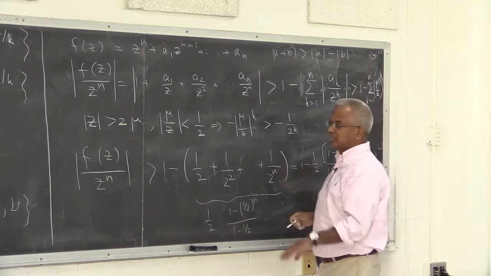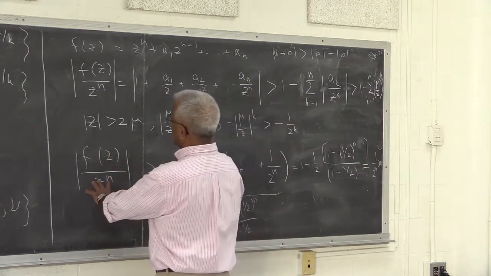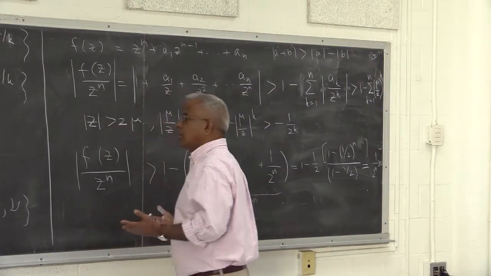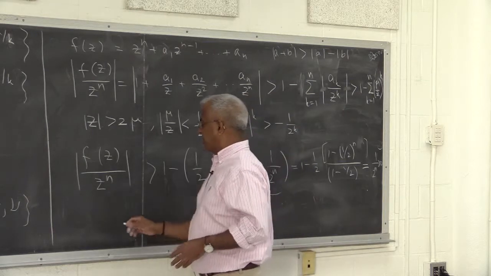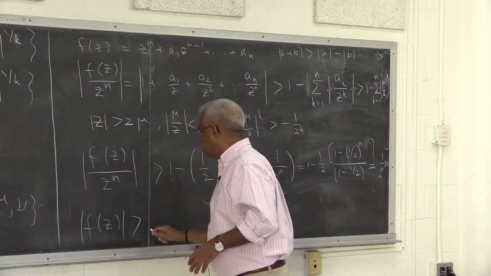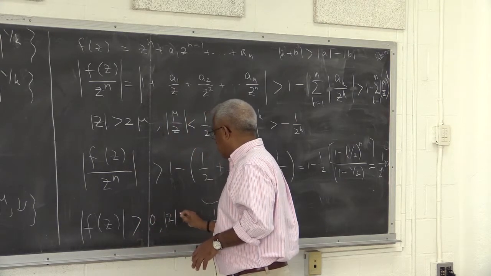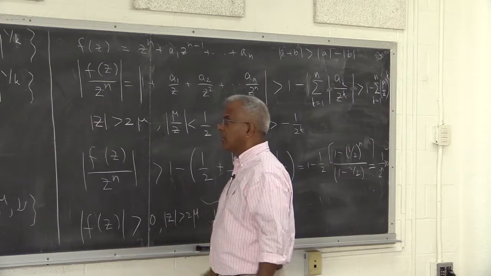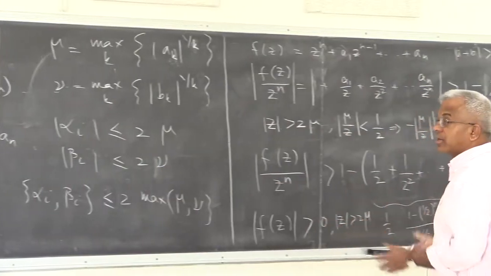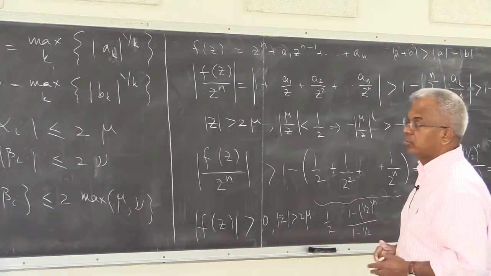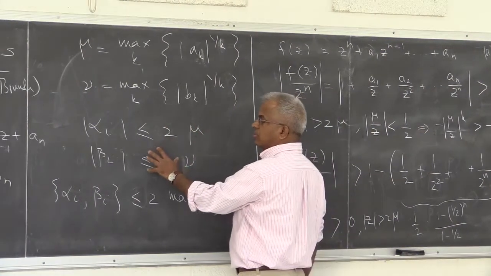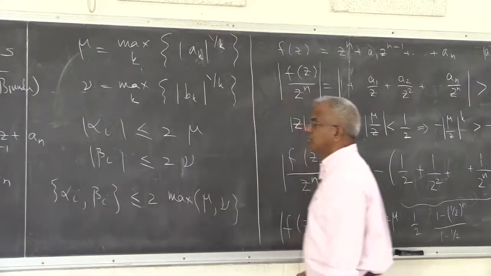So the whole point you see is that fc over zn will be greater than 0 if c is greater than 2 mu. That means of course fc itself is, so we get fc is absolute value because zn is not 0, greater than 0 if z is greater than 2 mu. So we have proved what we wanted to prove. All the roots are, so there are n roots, so all the roots have to be inside 2 mu. So if this is true for f, it is true for g, and so this inequality is trivial.